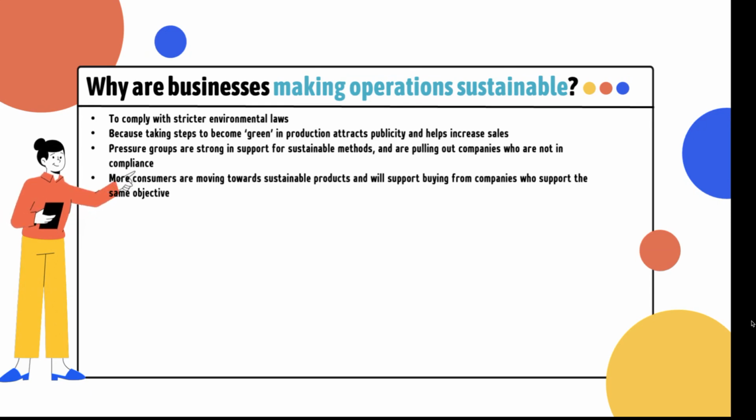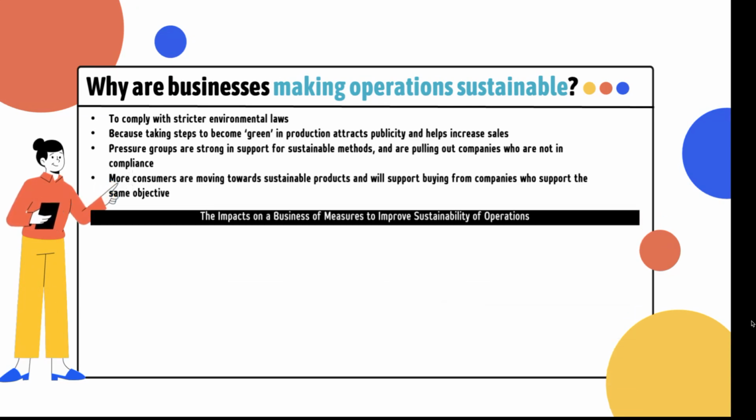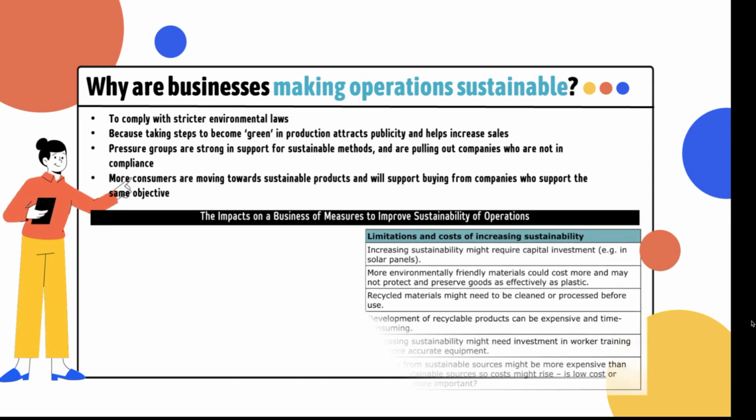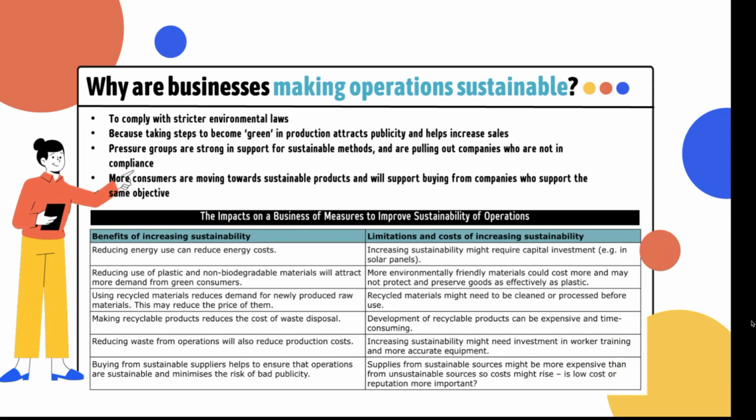The pressure groups are getting very strong in support of sustainable methods, and these are pulling companies out of business if pressure groups keep persisting that businesses make a change. More consumers these days are also moving towards green products, and so they want to support companies who also produce the same.